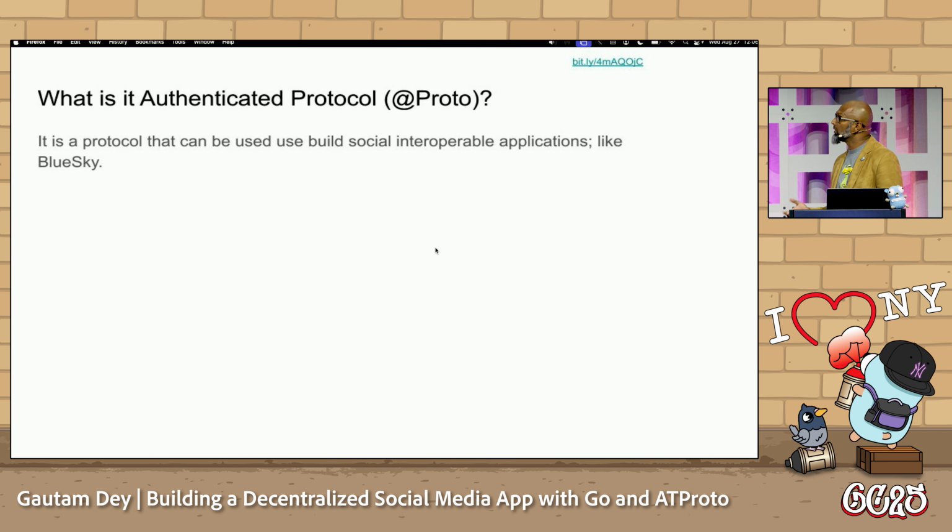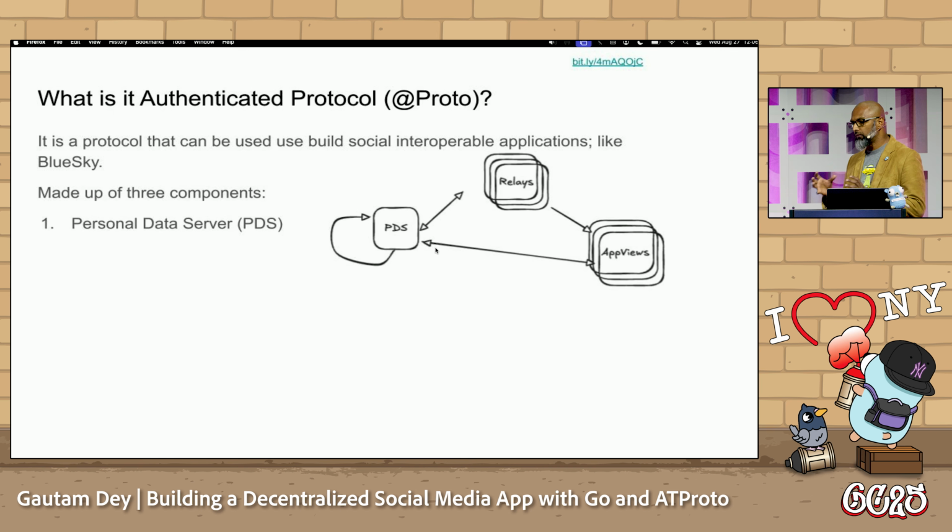What is the authenticated protocol? Well, so AppView, I've been saying that. I should have defined my terms before I said it. It stands for authenticated protocol. Basically, every data object in the protocol is authenticated so that you know who wrote that piece of data. And it's made up of three components.